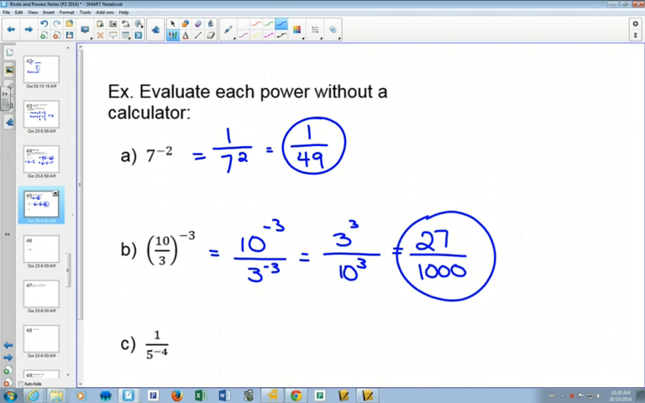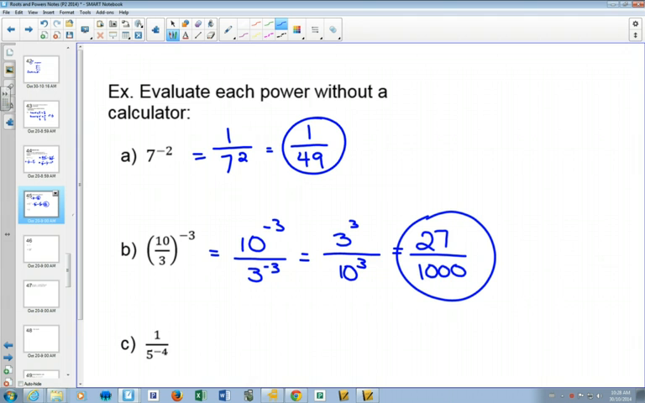A decimal? Yeah, you can write it as 0.027 or leave it as a fraction. Generally, as you get to higher math, fractions are easier to work with than decimals. So we like to start leaving things more often as fractions than decimals.